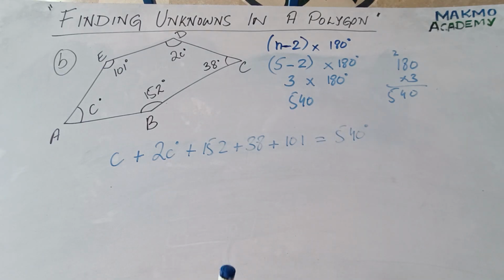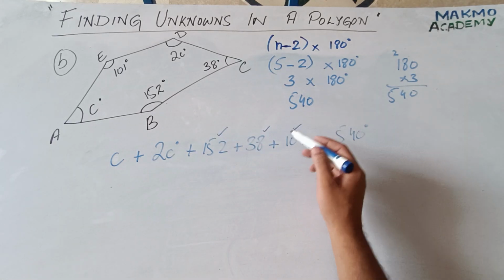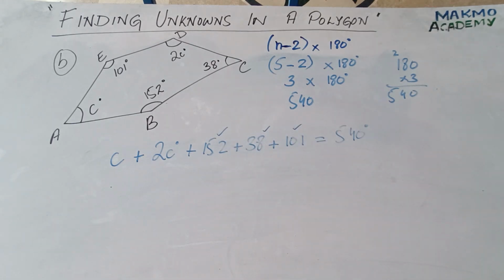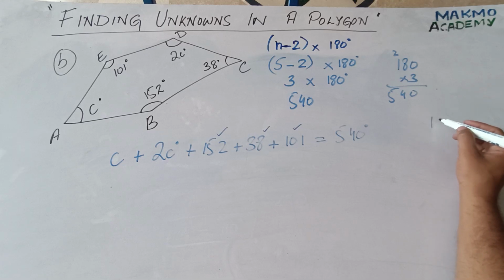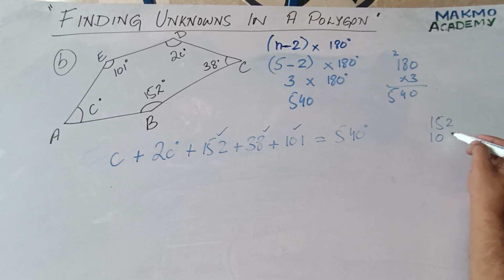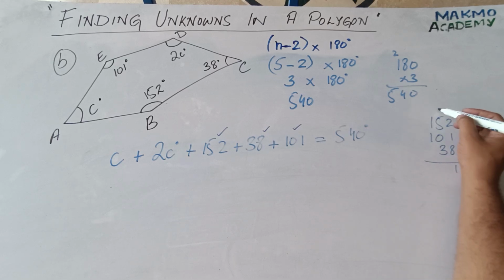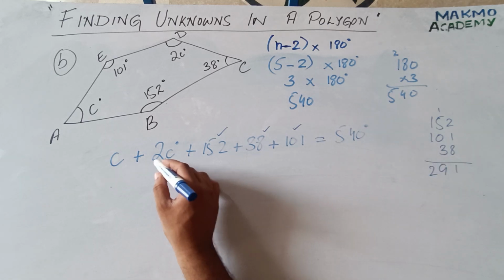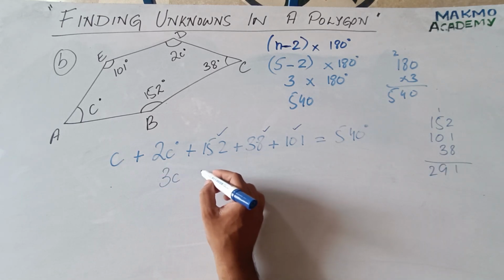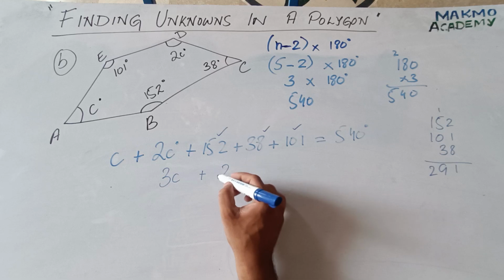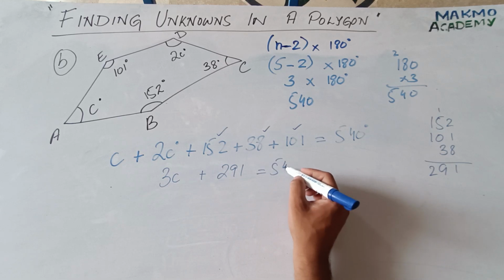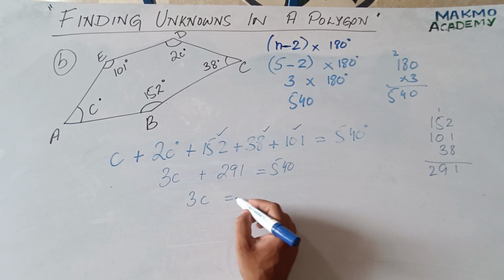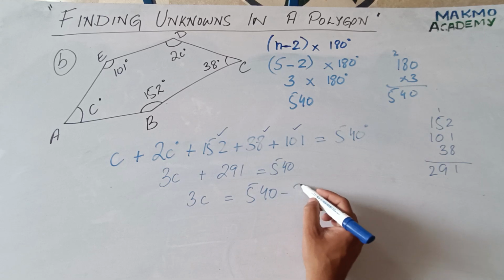Now in the next step we will add all these constant numbers together. So let's add them: 152, 101 and 38. So 10 and 11, 9 and it's 2, 291. And 2C plus C is 3C. 3C plus 291 is equal to 540 degrees. So 3C is equal to 540 minus 291.